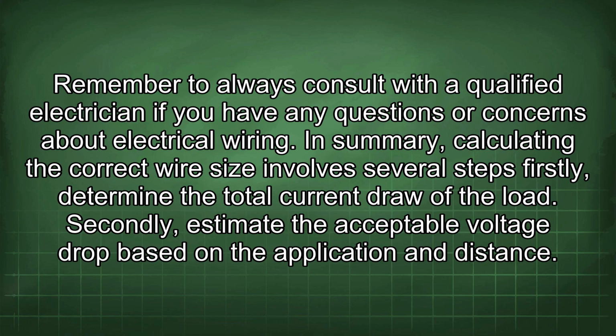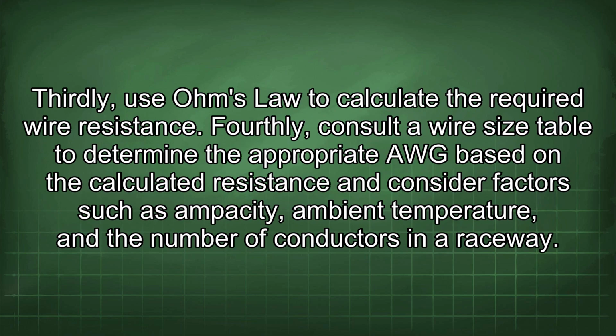In summary, calculating the correct wire size involves several steps. Firstly, determine the total current draw of the load. Secondly, estimate the acceptable voltage drop based on the application and distance. Thirdly, use Ohm's law to calculate the required wire resistance. Fourthly, consult a wire size table to determine the appropriate AWG based on the calculated resistance, and consider factors such as ampacity, ambient temperature, and the number of conductors in a raceway.